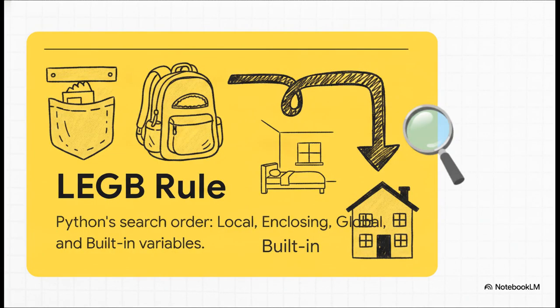And that brings us to the famous LEGB acronym. This is Python's strict search order. First up, L for local, inside the current function, that's your pocket. Next, E for enclosing. This applies if you have a function inside another function, that's your bag. Then G for global, the file level or your room. And finally, B for built-in, Python's preloaded tools like print or len, the whole house. If Python checks all 4 levels and still can't find your variable, that is when you get an error.